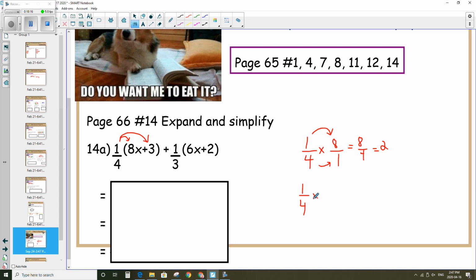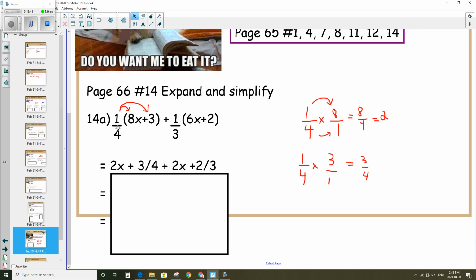times 3, or 3 over 1. Multiply the top numbers, that gives you 3. And the bottom numbers, that gives you 4. So if you had 3 pizza slices and there's 4 of you to eat, each person would be able to eat 3/4 of a slice, to make it fair for everybody. So use that method to work this out.